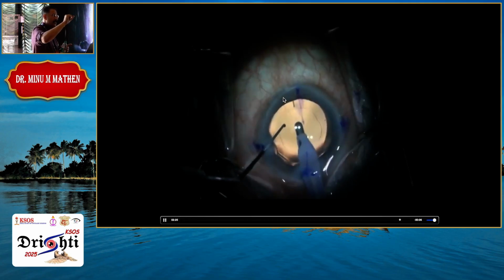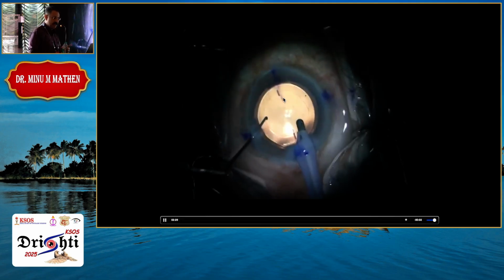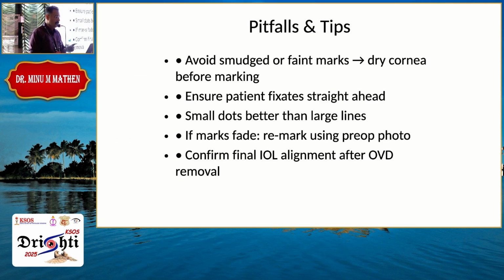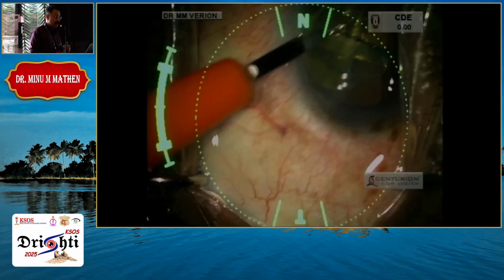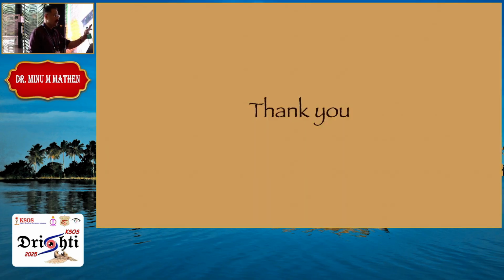There are lenses with one spot. That is very difficult to align. Sometimes the axis will go 5 degrees, 7 degrees off. So we know this has been already shown, measured twice. So this is the femto. Fine, nobody has femto, so don't see.